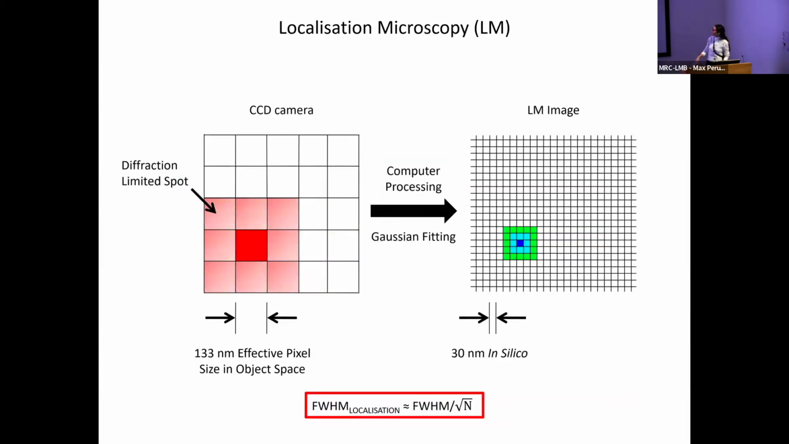Similar here. This is what you see in your camera. You have your diffraction limited spot in an array. And by processing where the center is, you do a Gaussian fit, and if you have enough photons to identify the center, you recreate an image with a thinner grid and a more precise position.